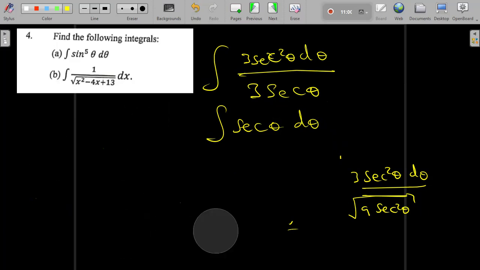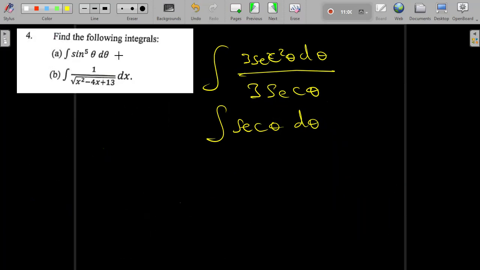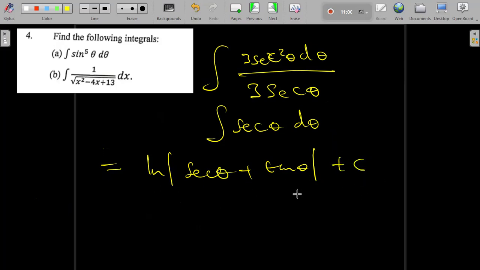Okay, what do I do next? After getting that, when I integrate this, it is just going to be equal to ln of sec theta plus tan theta, plus c. So this is what I get: ln of sec theta plus tan theta plus c. Now, I have to write this. Remember, it's given in terms of x. So my final answer has to be in terms of x and not theta. So how do I get that now?